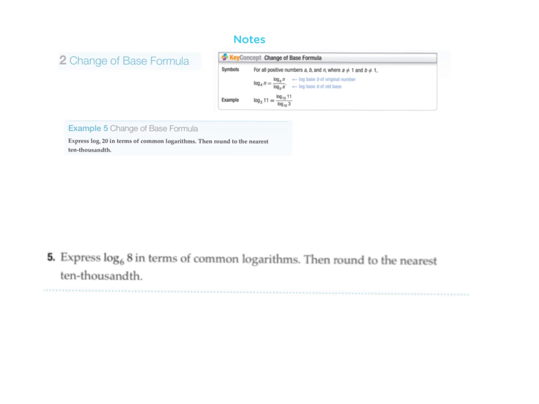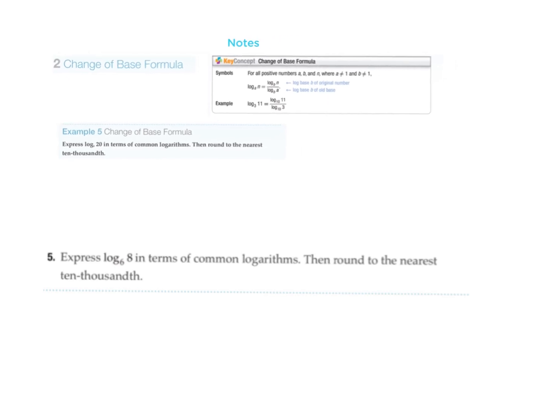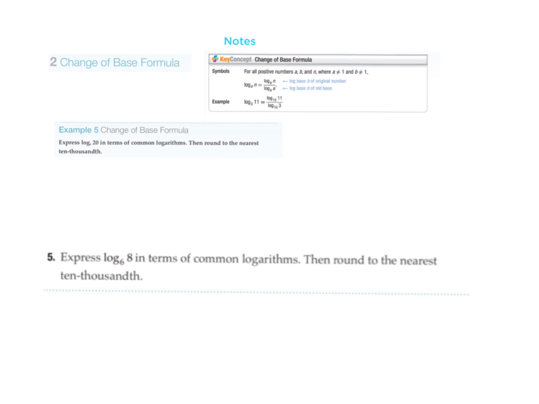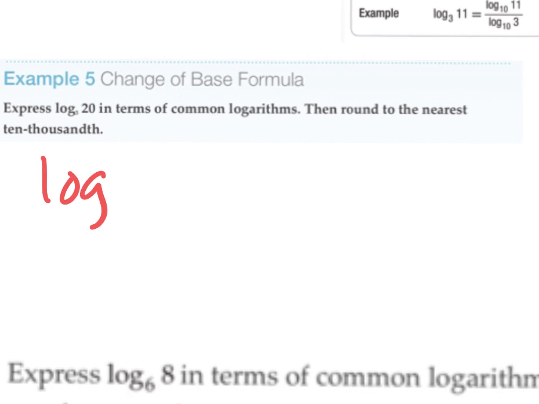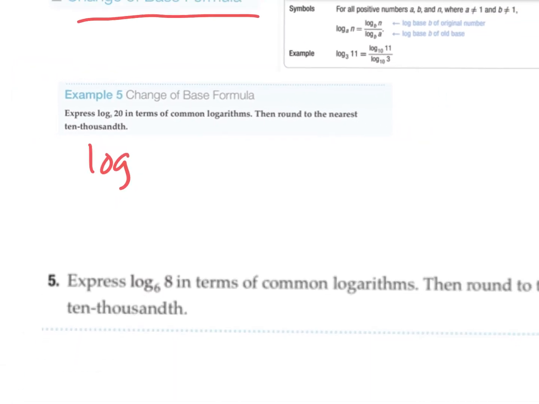What we're about to do now is change the base formula. That means what we're going to look at is how can we make this into a common log. So if we have this log, log base 3, log 20 base 3, we can't type that in our calculator, and we can't evaluate that.